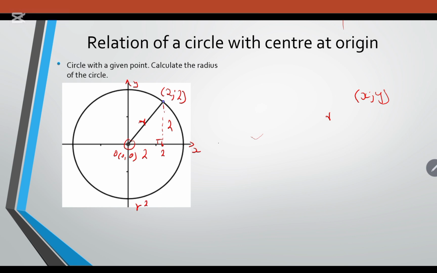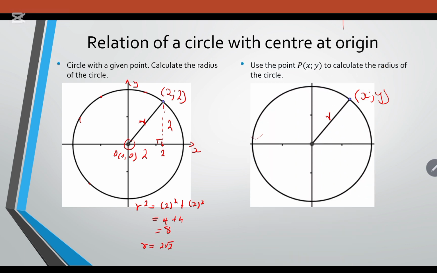So this will be r squared is equal to 2 squared plus 2 squared. That is 4 plus 4, and the answer is 8. So r squared is equal to 8. Therefore, r is equal to 2 root 2. That means each and every point that is found on the circumference of the circle here is 2 root 2 units away from the center.